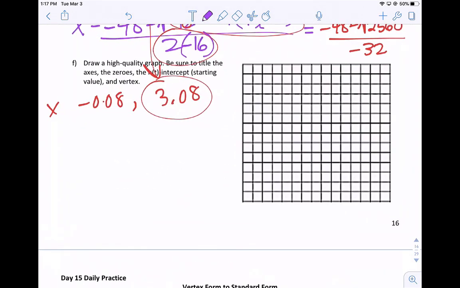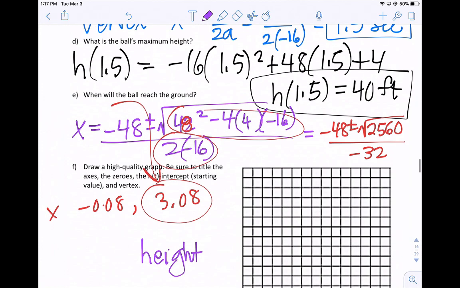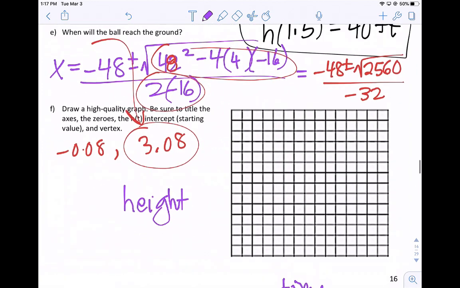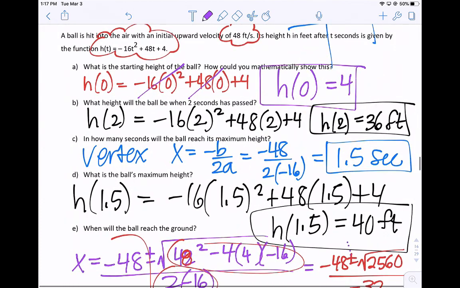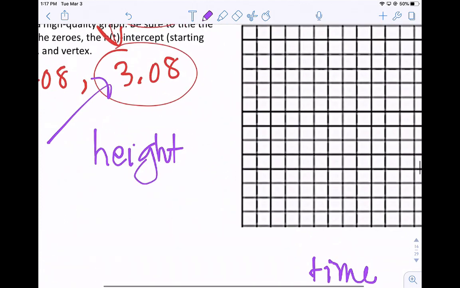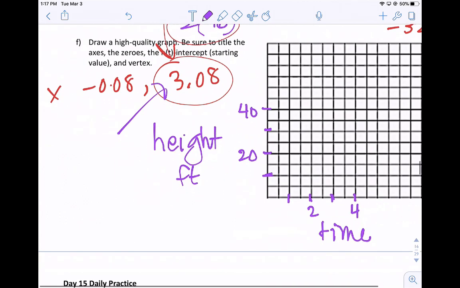To graph this, we have two variables. One is time, which is the independent variable, and one is height. So let's look at the maximum time. We have to go out at least 3 seconds. What's the maximum height of the ball? That was 40 feet. So I'm just going to go 10, 20, 30, 40. This is in feet. And I'm just going to go by seconds: 1, 2, 3, 4. This is 4 seconds.